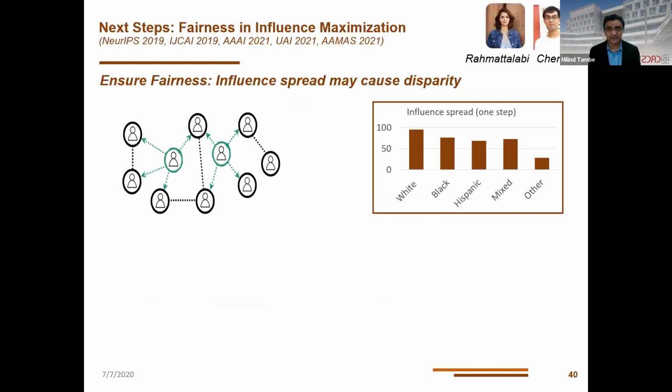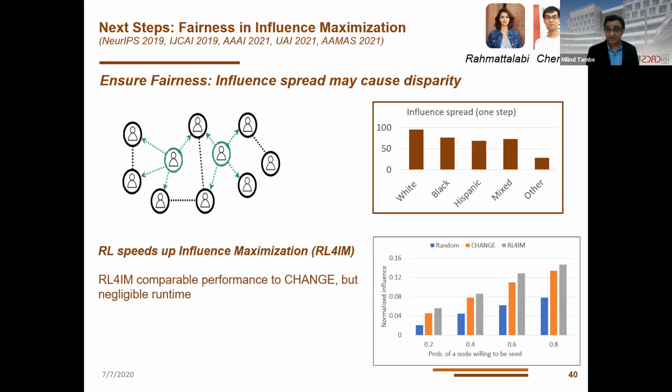There's lots of areas of future work. One is ensuring fairness in influence spread. You can imagine that, in fact, in these networks, because there are different communities, people of different racial groups, for example, the influence spread is not equitable. How to deal with this disparity is one area of future work. Another is use of reinforcement learning to maximize influence spread. And so that's been an active area of work.